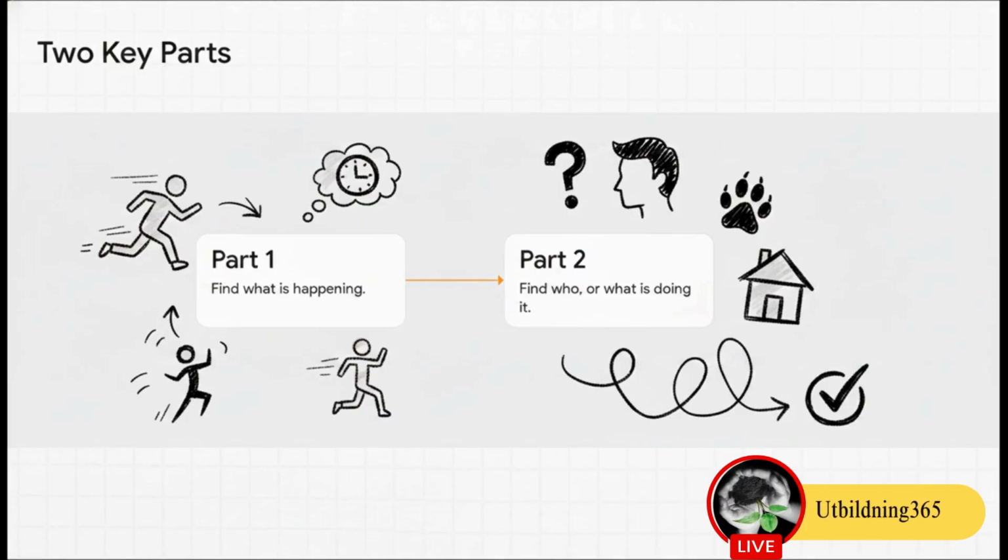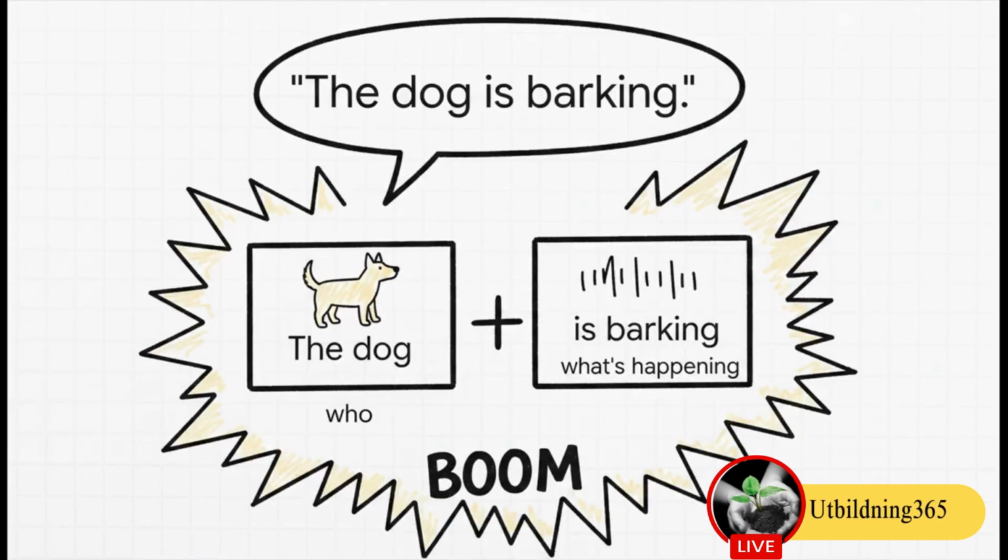First, find the action. What's happening. Then you just ask, okay, who or what is doing that action? If you've got answers to both, boom, you found yourself a clause. Let's try it with our first sentence. What's happening? Is barking. Easy enough. And who's doing it? The dog. See? There you have it, a subject and a verb. You've just spotted a clause in the wild.